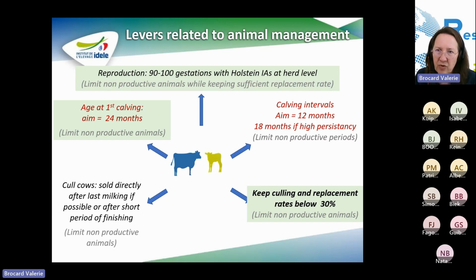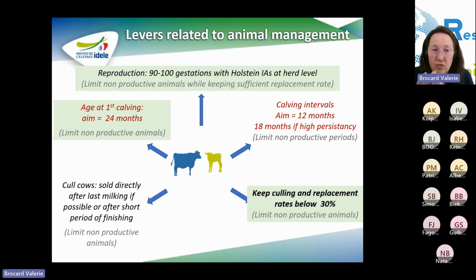So the levers related to animal management that we implemented to decrease our carbon footprint aim at limiting the number of non-productive animals on the farm and limiting the number of non-productive days of these animals. And that's why it's not always easy on an experimental farm where you are also implementing some analytic experiments.